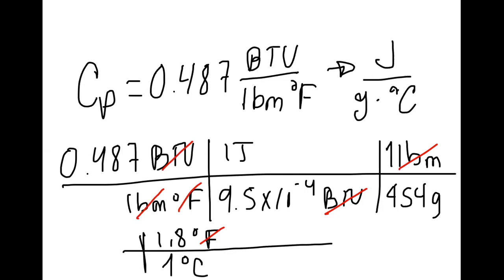So at the very end, we just have to divide over 9.5 times 10 to the minus 4, divide over 454 grams, and multiply times 1.8, and then we get our heat capacity in terms of joules per gram Celsius.